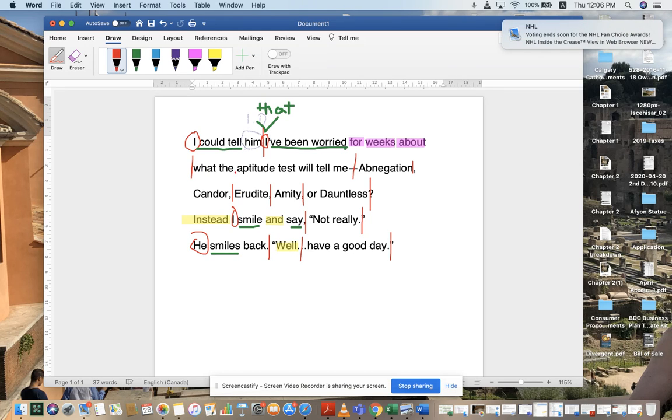So, aptitude test, or the test in this case, is going to be the subject. Predicate will be will tell to me, indirect object, and notice where the direct object is. Okay, it is right here. It's an indirect statement, okay? Or in this case, an indirect question.